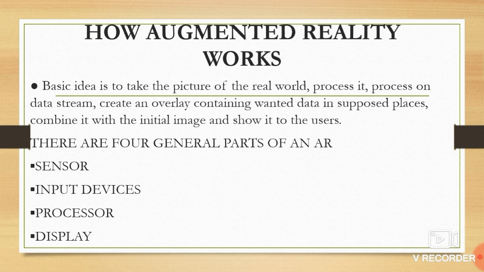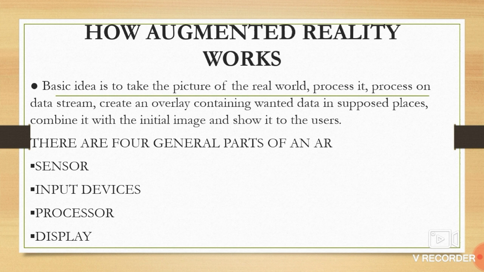And there are four general parts of an AR. First, a sensor. A sensor is a device that detects the change in the environment and responds with some output on the other system. Second, input devices. An input device is a piece of equipment used to provide data and control signals to an information processing system such as a computer or information appliance.